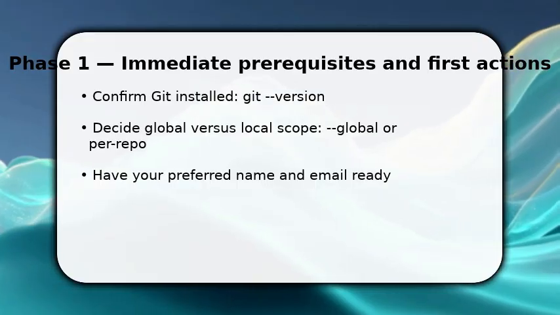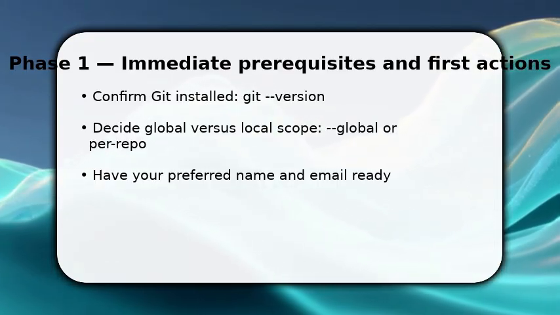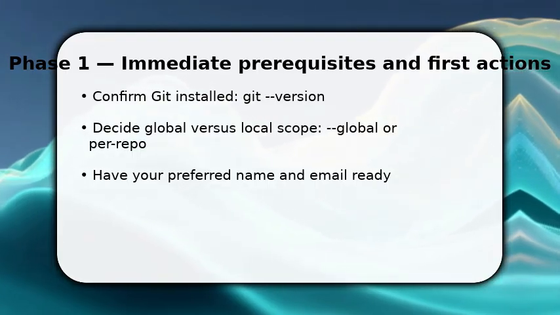You start by ensuring Git is installed. Run git --version to confirm. Once you see a version, decide whether to set identity globally or just for one repository.